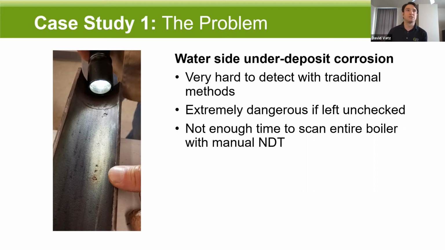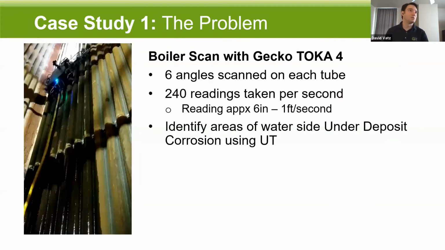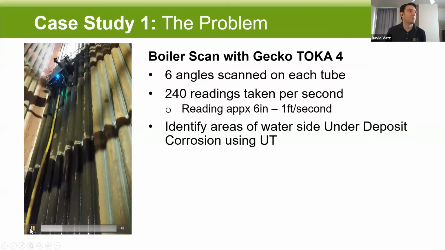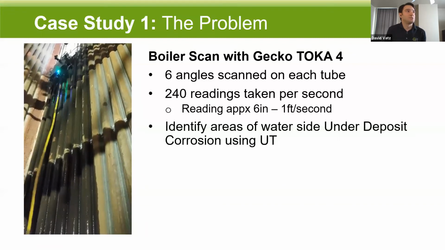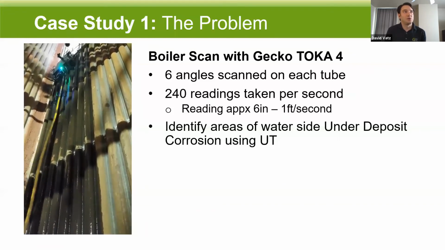And so they brought us in to do an entire scan of the boiler because they knew that it wouldn't be possible with manual inspectors to actually get enough data to understand the extent of the issue. So what they had us do was a scan with our TOCA 4 robot. You can see our robot running right here on the left. The robot that you see is climbing 8 tubes at one time. It's doing 3 angles on each tube as it climbs, at a speed of about 6 inches per second. The robot itself will generally climb between 6 inches and 1 foot per second. And we used the readings that we took here to identify these areas of under deposit corrosion within the furnace.